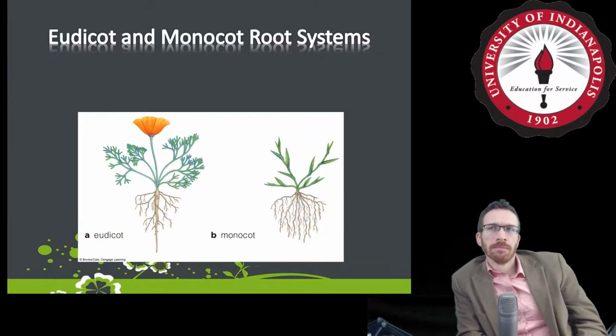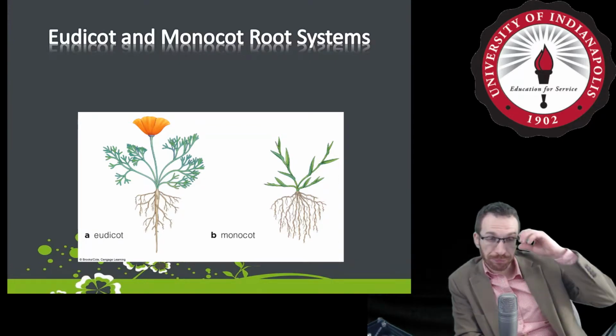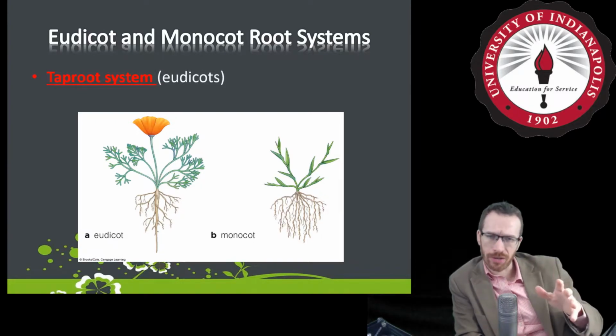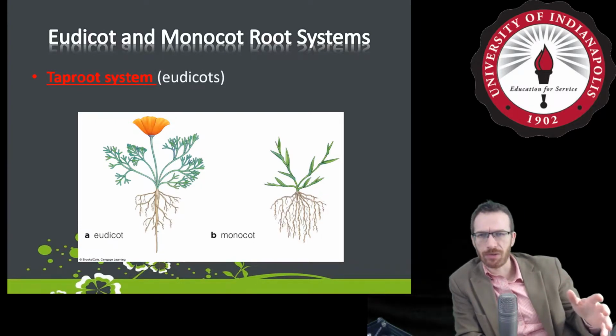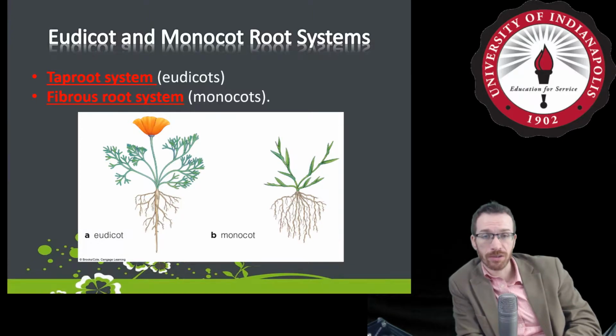So when we talked about eudicots and monocots in the last chapter in angiosperms, we discussed root structure a little bit, saying that eudicots have a certain type of root and monocots have another type of root. Here is basically going over that same thing. Taproots are going to be present in eudicots, and fibrous root systems are going to be prevalent in monocots.